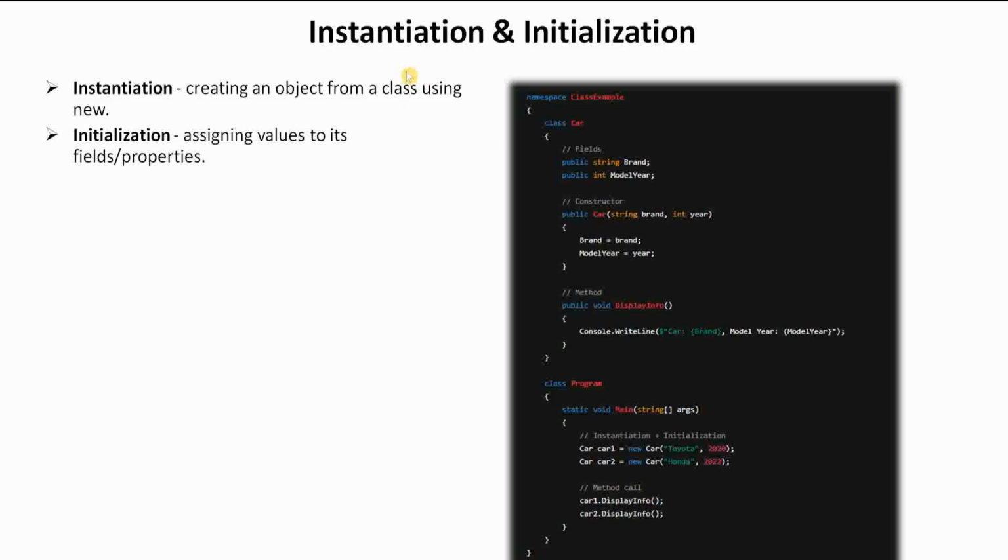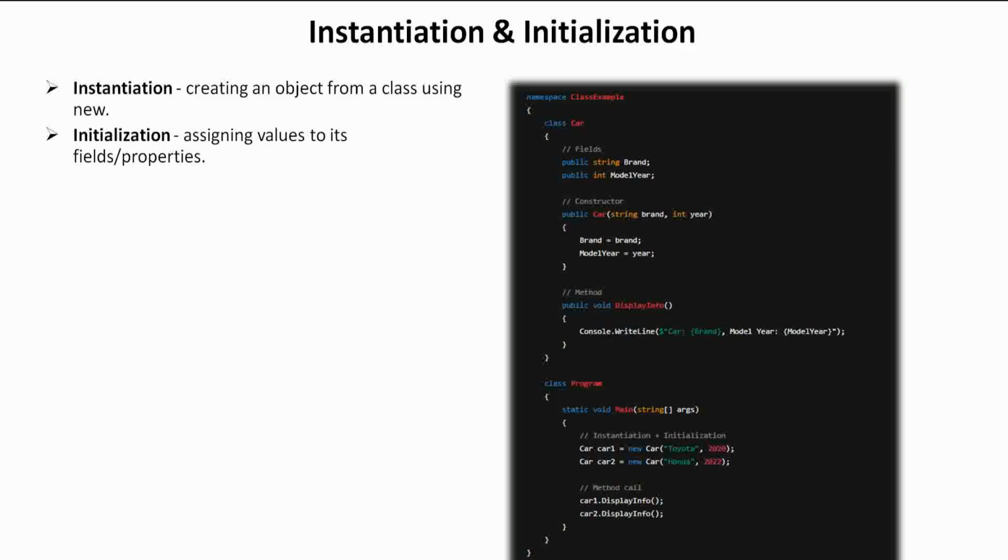Next we have how to instantiate and initialize class. First one is instantiate, creating an object from a class using the new keyword. Suppose if we want to allocate some memory to that particular class, with the new keyword we can provide some values. Means if we want to create an object of a class, then we can use the new keyword. So that is the instantiation.